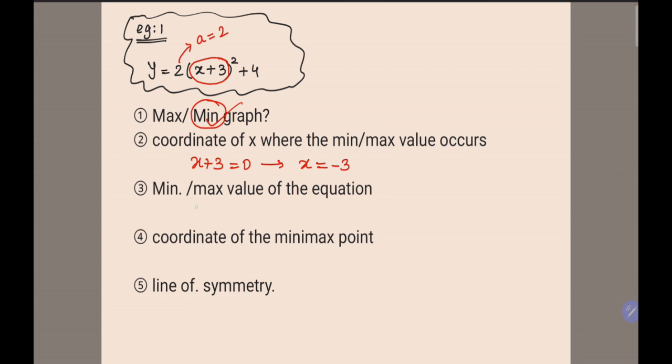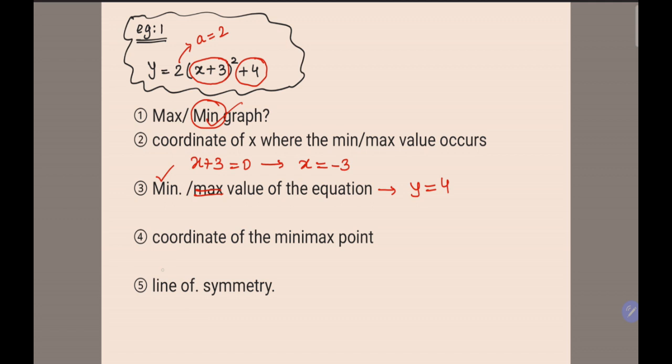And what is the minimum or maximum value of the equation? Since it is an equation for a minimum graph, we have the minimum value of the equation. So remember, when we are asked for the minimum value of the function, they are asking for the y value, which is 4. So y equals 4 is the minimum value of this equation.